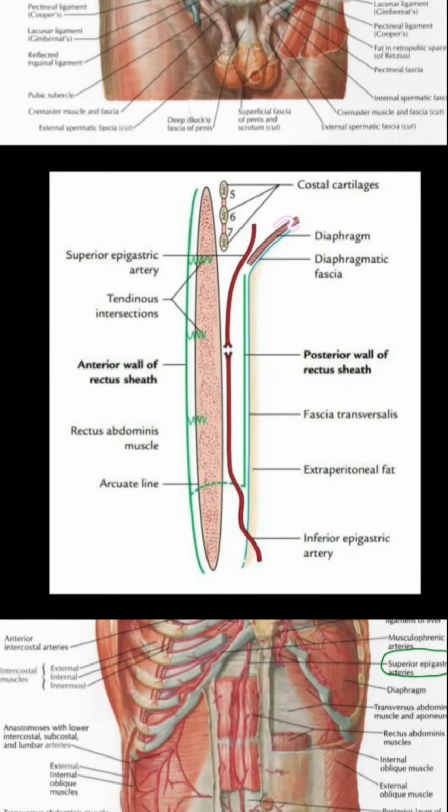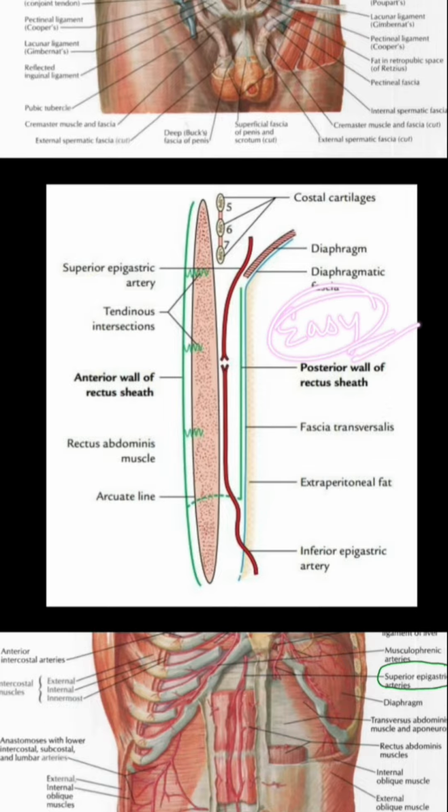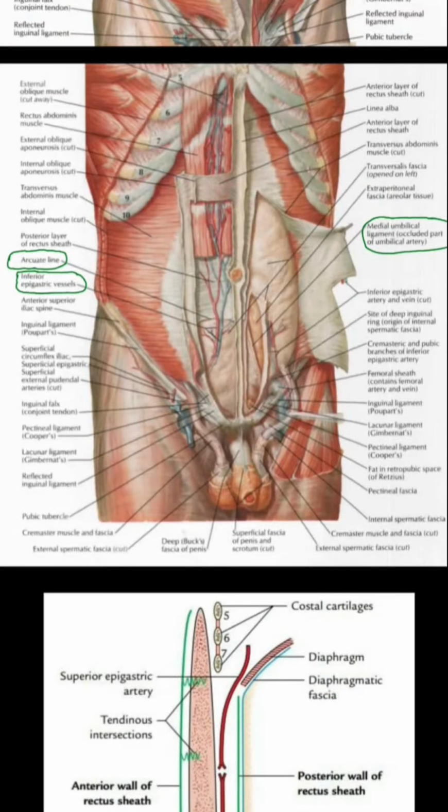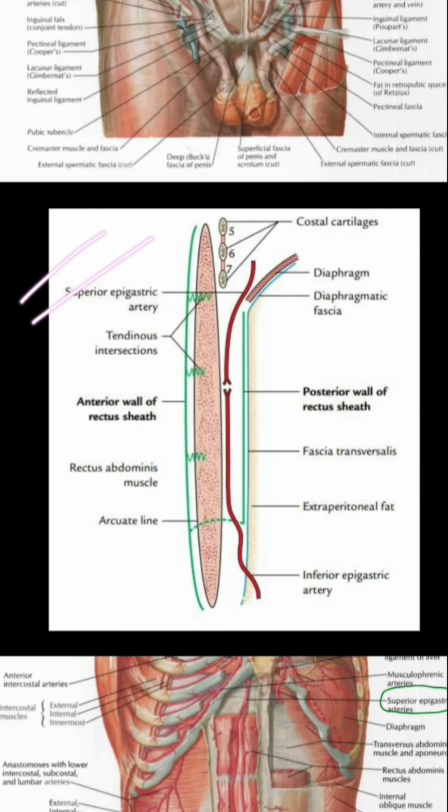Here you can beautifully see the inferior and superior epigastric vessels, tendinous insertions, arcuate line. This is an easy image you can draw in your exams. Okay, these images are just to see and feel happy. This is the image you will draw.